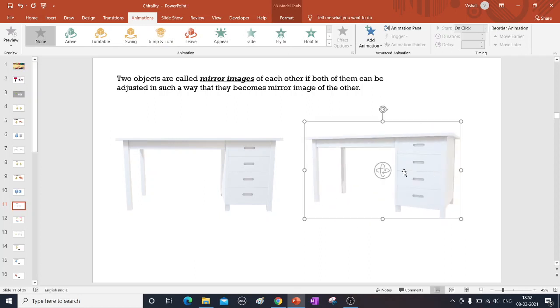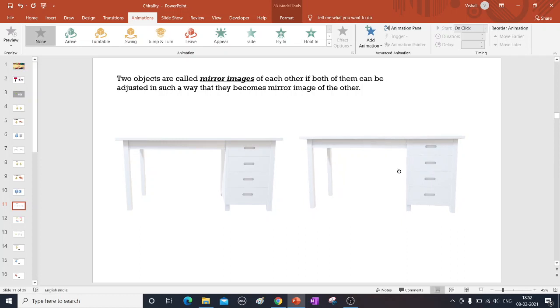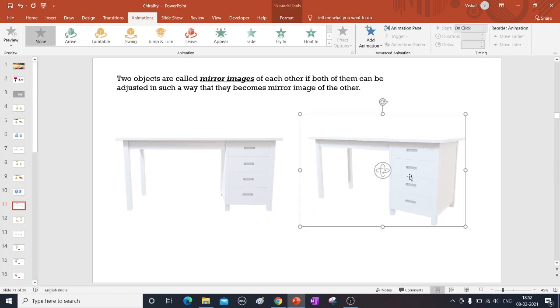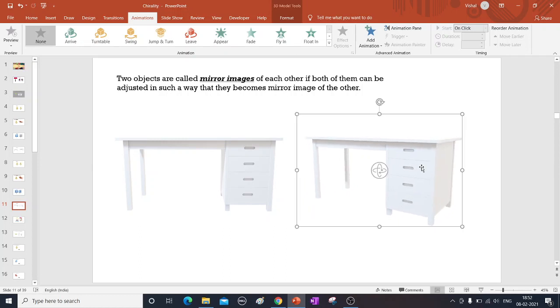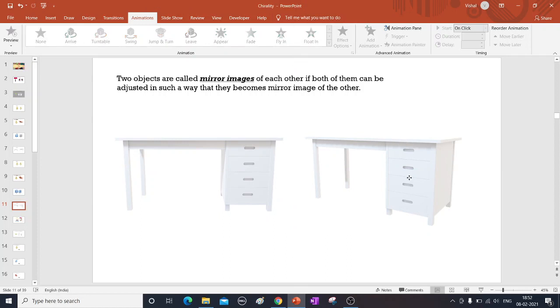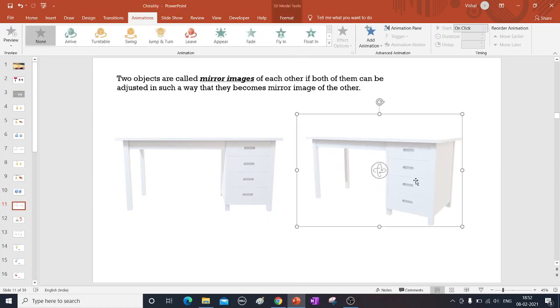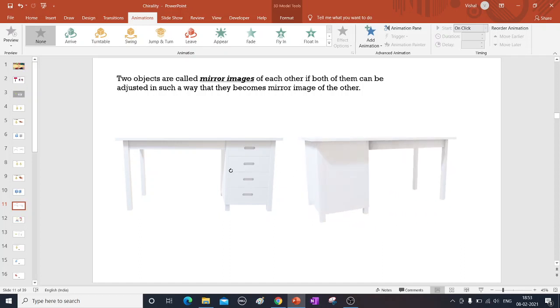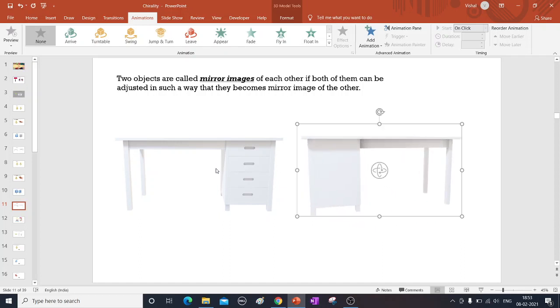Well, we have seen this example before. They were superimposable, but are they mirror images? So to make the mirror image of this object, I need to have the drawers on the left hand side, right? Because these drawers are on the right hand side. And if I do it, then the back side of the desk is pointing towards us.